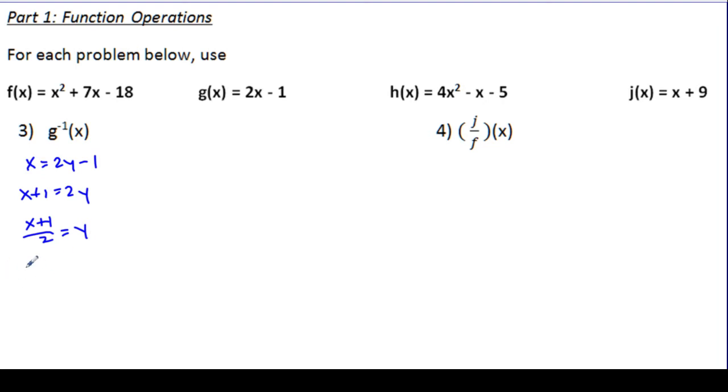Other people might want to actually do the division and say this is 1/2 x plus 1/2, and that would be another way of representing it. So both of them are okay as long as you get y alone and it says y equals. That's what we're asking. Okay.